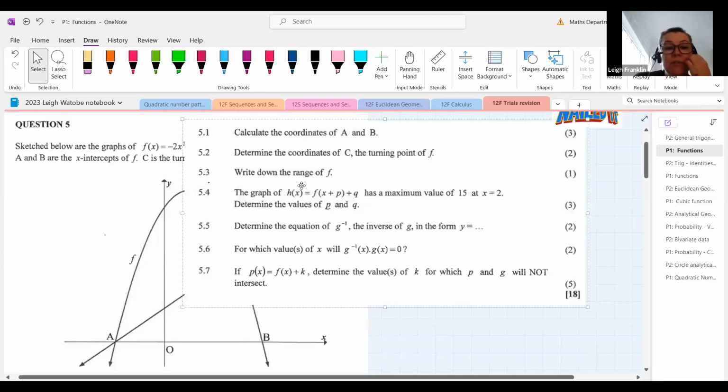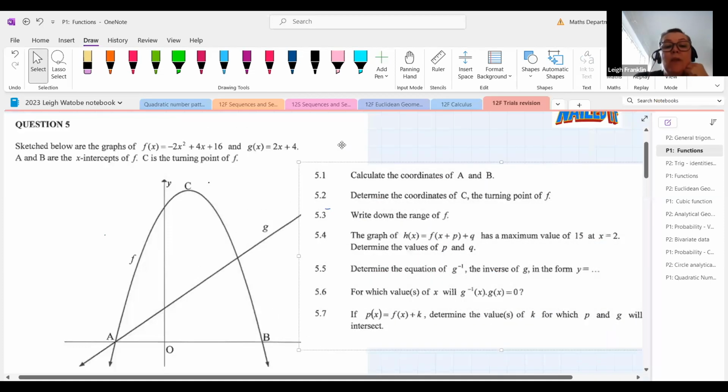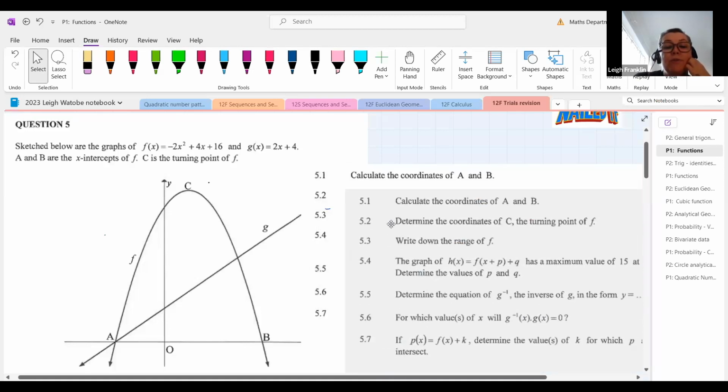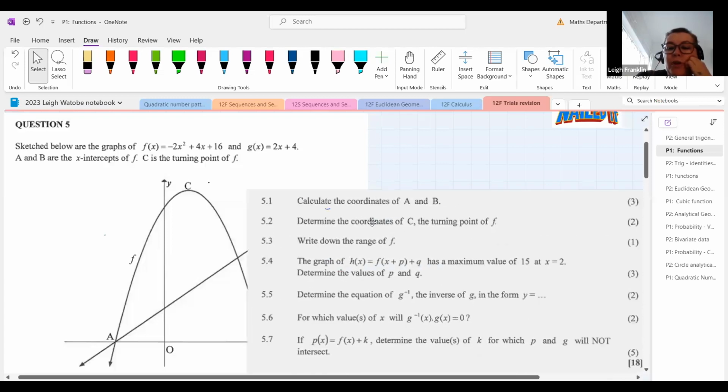And then they've also got some inverse functions included in this. So we'll have a look at that. We're able to kill two birds with one stone, so to speak. The first thing that they want us to do is calculate the coordinates of A and B. That's fairly simple. That is a level 1, level 2 sort of question. The second thing that they want us to do is determine the coordinates of the turning point.